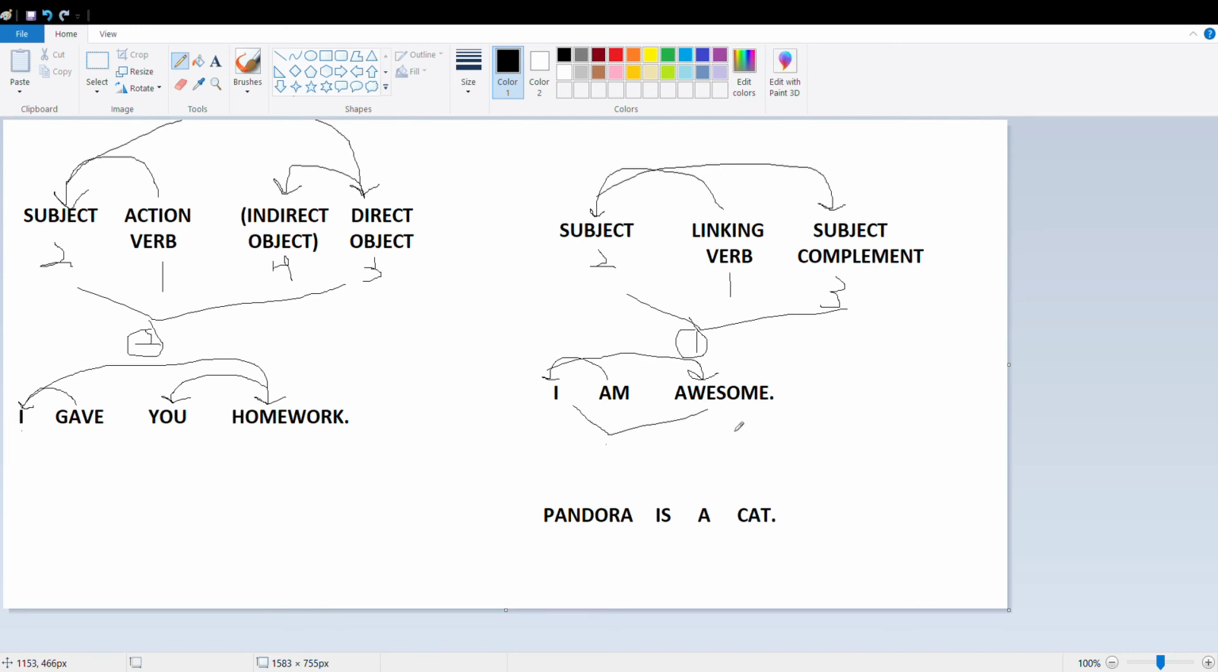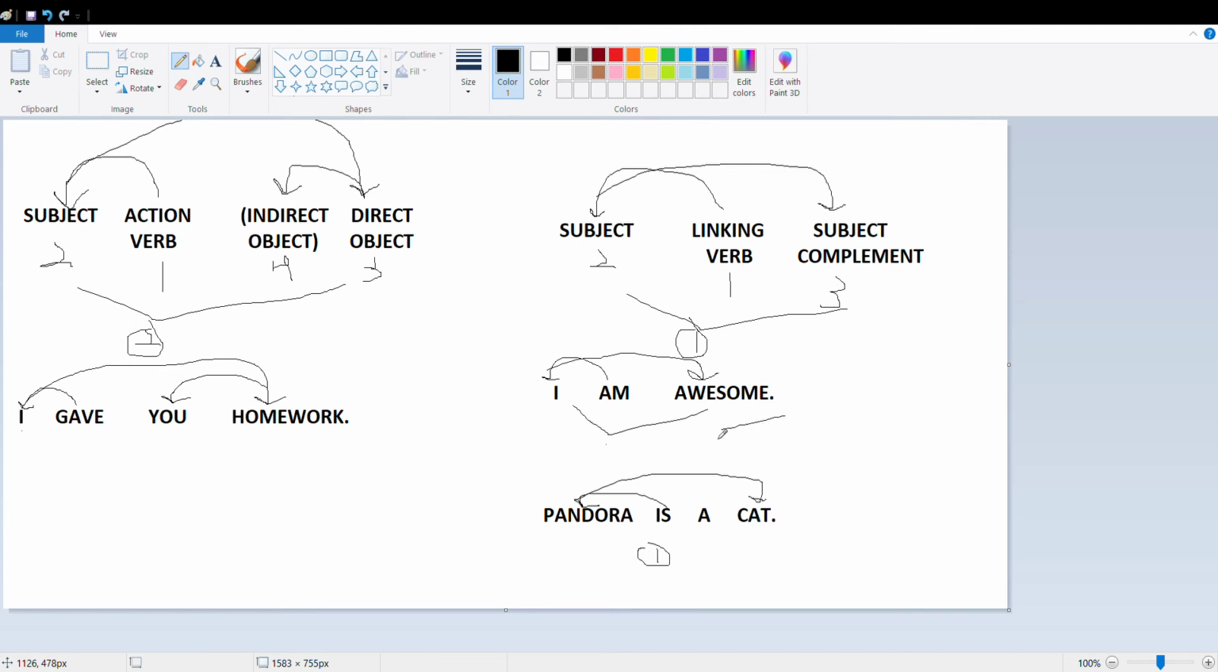Same thing with the sentence Pandora is a cat. You have your linking verb of is, who is or what is. Pandora is, what is Pandora? She is a cat. Does cat describe Pandora? Yes. Is she a cat? Yes. Again, one thing being described.